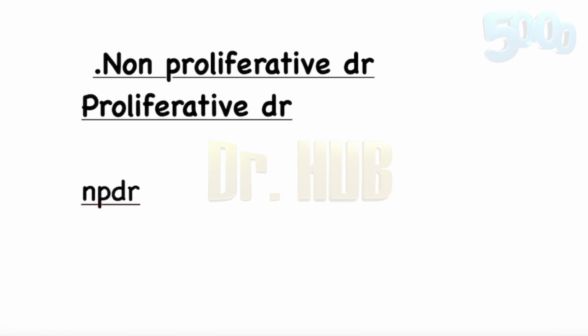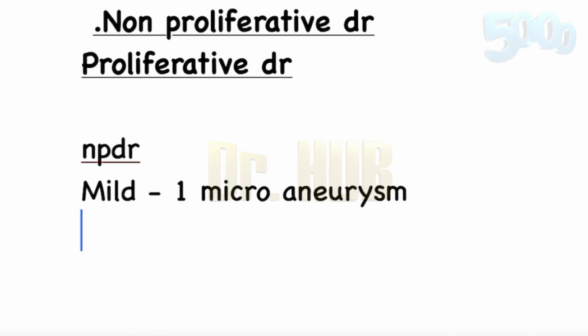Under NPDR, it includes mild, moderate, severe and very severe. So what is the specialty of the mild? Mild means at least one microaneurysm must be present. Next is moderate. Moderate includes microaneurysms or intraretinal hemorrhages in 2 or 3 quadrants.